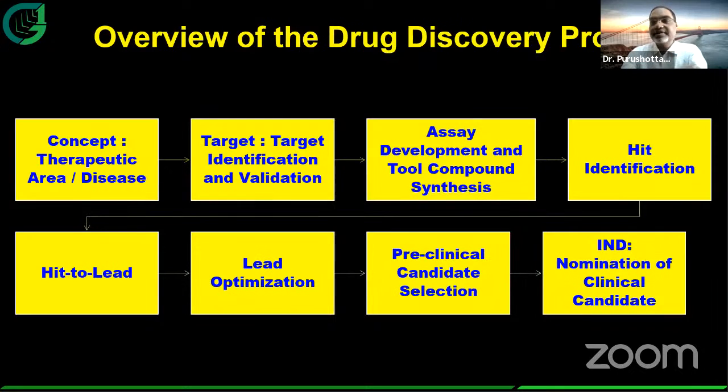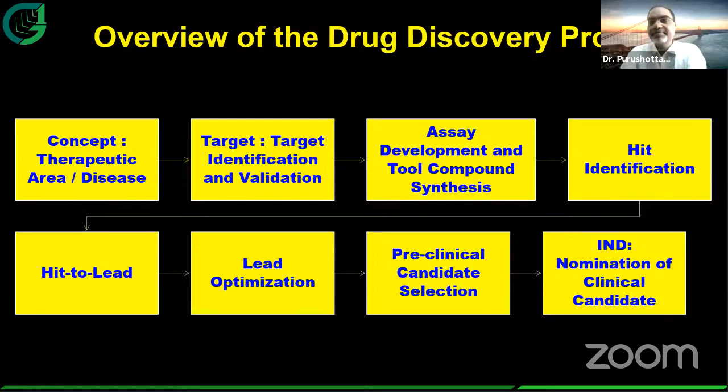Then the assays are developed. That is a very important part of the drug discovery process. The correct assay needs to be developed, which will evaluate our designed and synthesized drug molecules. The next step is hit identification, and hit to lead.